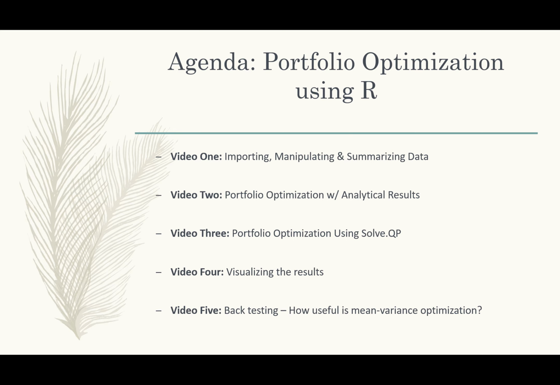The first video is going to focus on importing data from the Fama French website, and then once we've imported the industry data, we'll begin to learn how to manipulate the data set. And finally, we'll calculate some basic summary statistics for the 47 industries, an equally weighted portfolio, and the market portfolio.